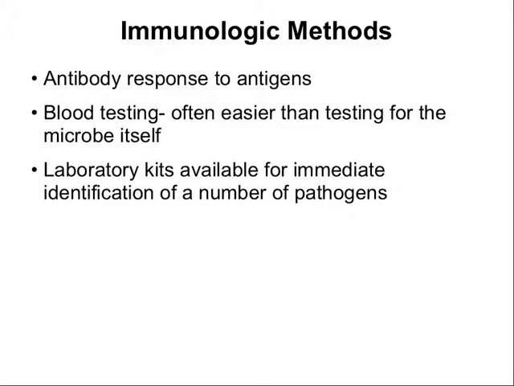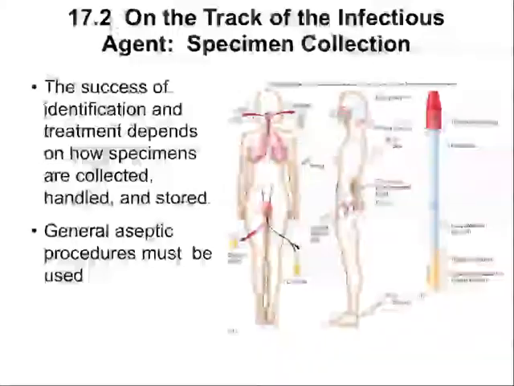HIV testing uses an antibody for the virus in order to discover whether a person has been exposed to the virus, because the viruses themselves hide out inside the immune cells for most of their life. And there are a number of different immunologic lab kits that are available for immediate identification of a number of pathogens, which allows us to determine very quickly what might be going on for an individual.